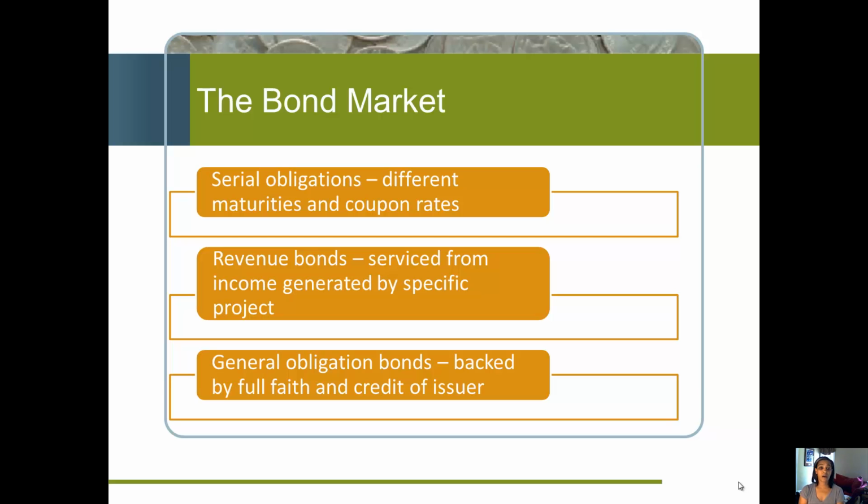There are some other types of bonds, such as serial obligations that have different maturities and coupon rates related to those different maturities. Revenue bonds, where the income that they're going to pay out is generated by specific projects, which also means if that project doesn't generate the income that they planned, then they oftentimes don't have to make the coupon payments. General obligation bonds are kind of the plain vanilla variety, where they're just backed by the credit of the issuer.